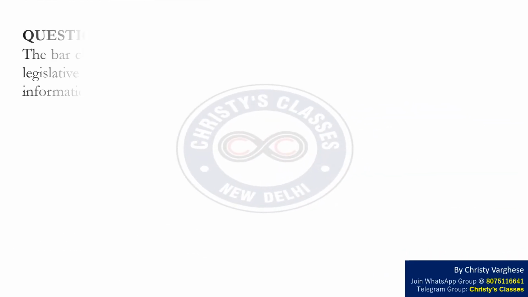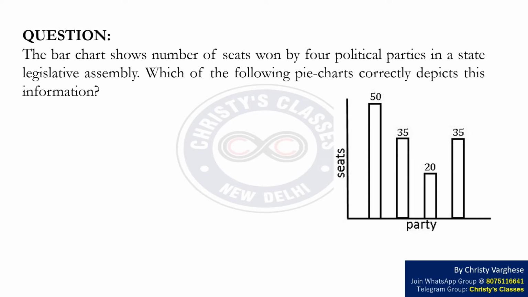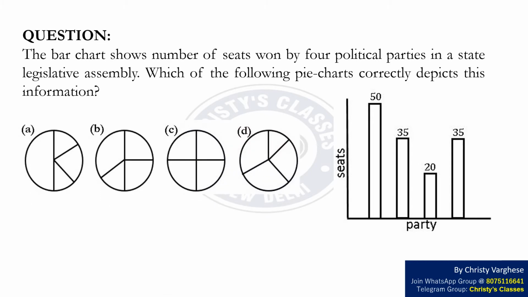In this video, we are going to solve the question. The bar chart shows the number of seats won by 4 political parties in a state legislative assembly. Which of the following pie charts correctly depicts this information? And we are given 4 pie charts.